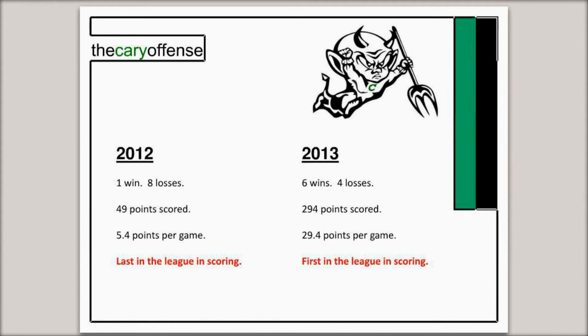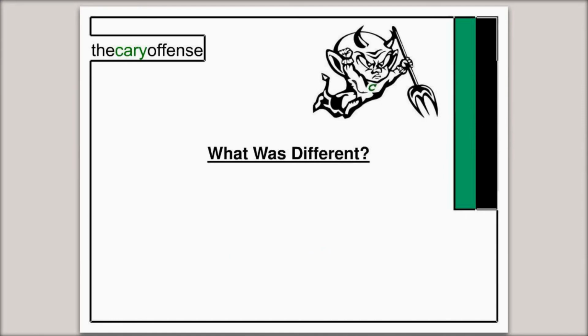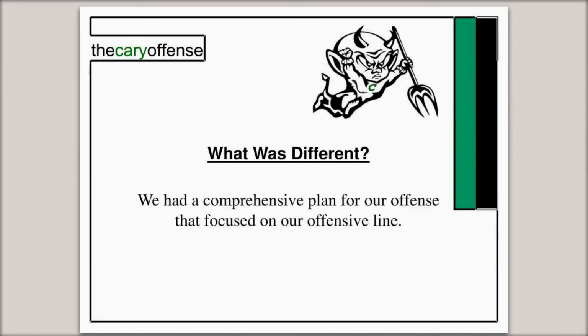So in talking to our kids about what the difference was and why we were so much better offensively than we were in 2012, the reason they gave me, well, is we rushed for 3,049 yards. That's not the reason. The reason they gave me was, when I asked them what was different, they said that I paid attention to the offensive line. So in other words, we had a comprehensive plan for our offense that focused on our offensive line.